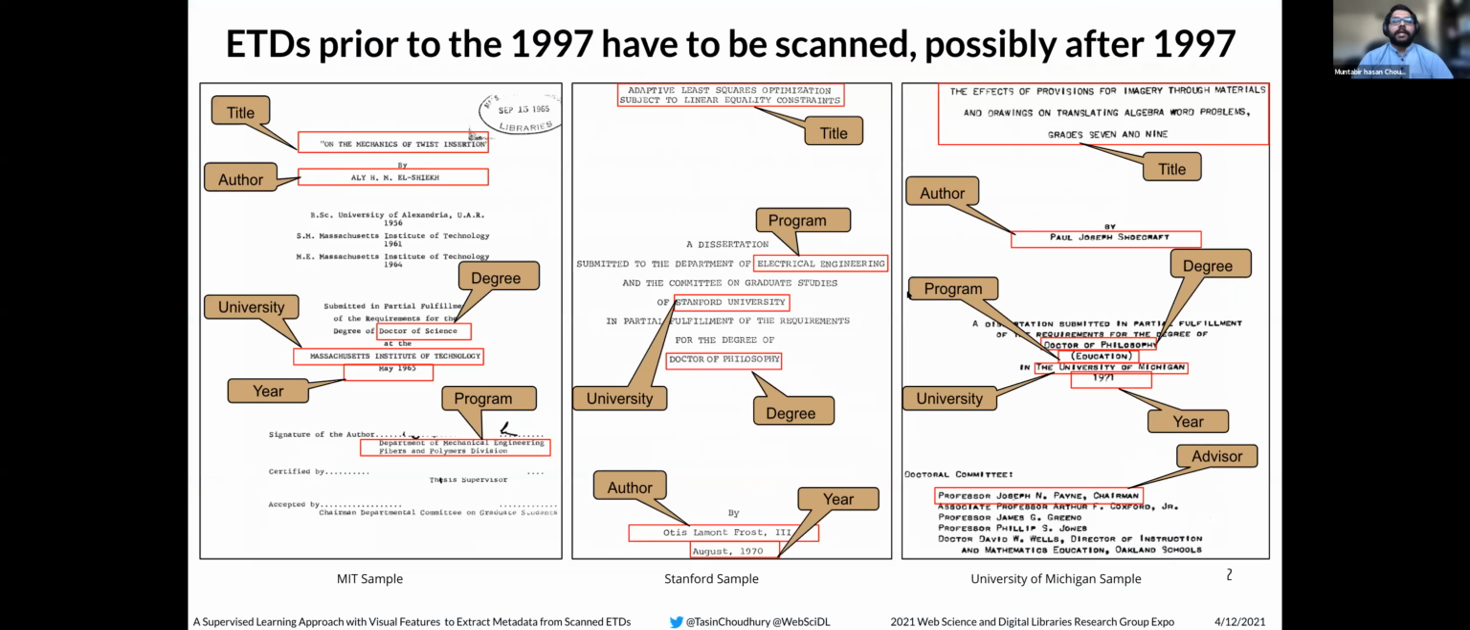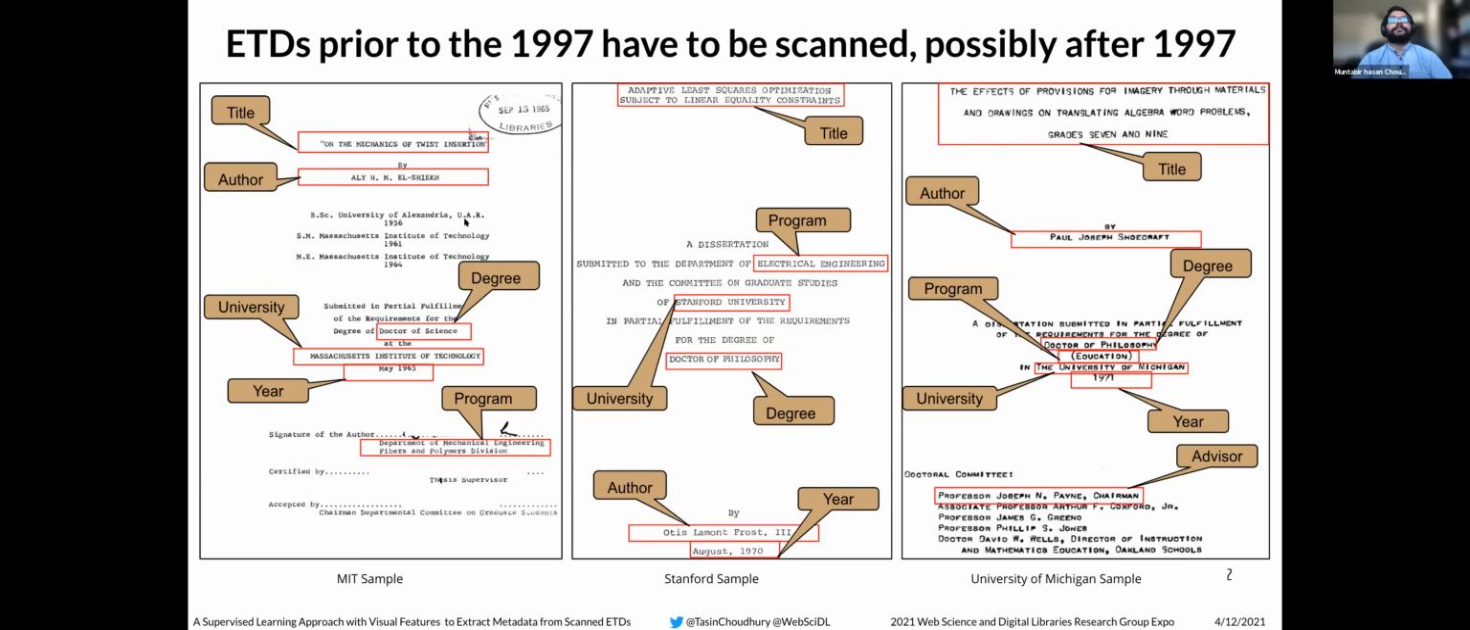So an ETD represents that a student has successfully met the key requirements of the degree. ETDs nowadays are generated using computer software such as LaTeX or Microsoft Word, and those are called born-digital. Those prior to 1997, and possibly some after 1997, are scanned, and you can see some of the different templates that we are using for our research purpose. These are ETDs from MIT, this is from Stanford, and this is from the University of Michigan.